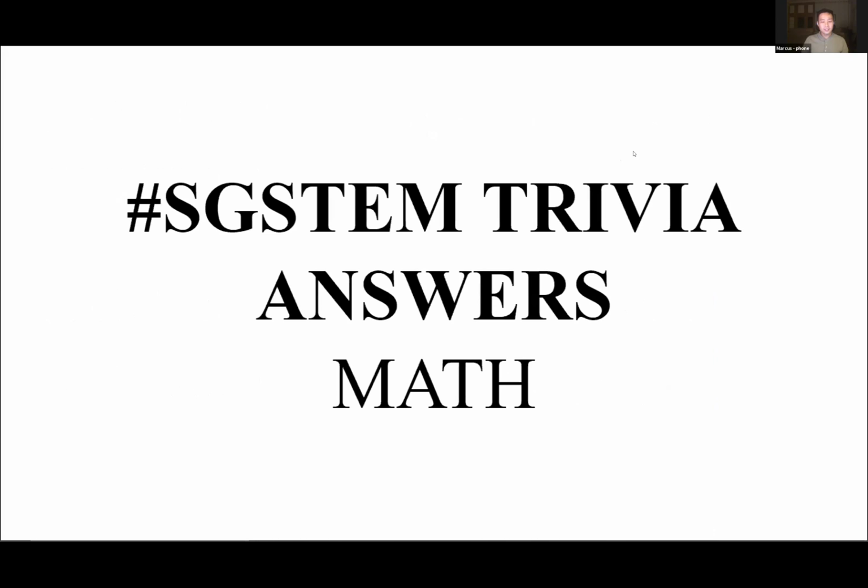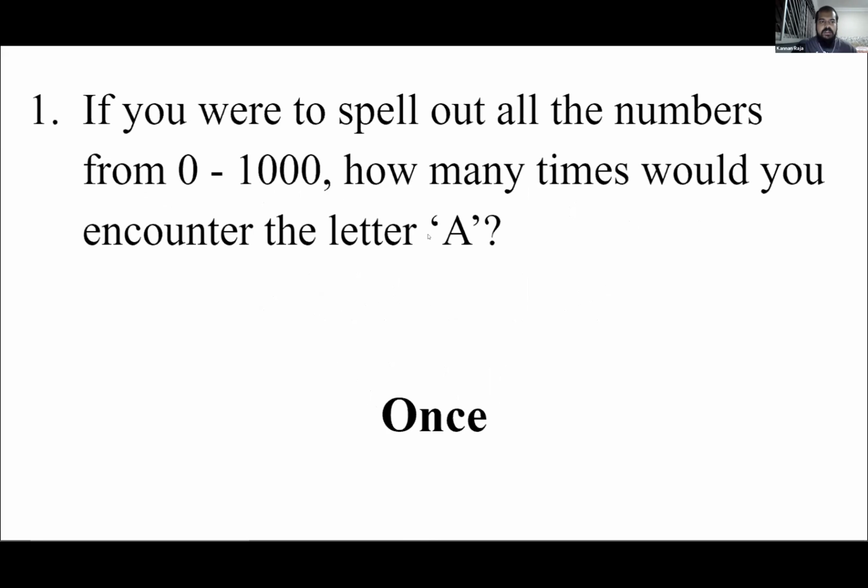Let's move on to answers. I'm just going to quickly check the chat if anyone needs help. No. All right, moving on to answers. Fast game, everyone. If you were to spell out the numbers from 0 to 1,000, you would encounter the letter A only once, and that is in 1,000. A appears for the first time in 1000.